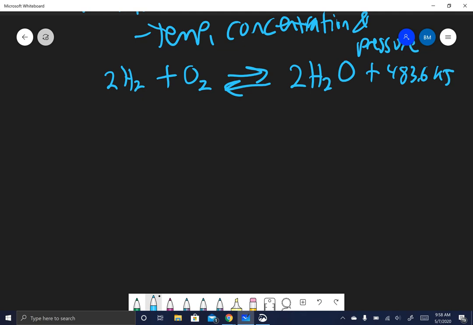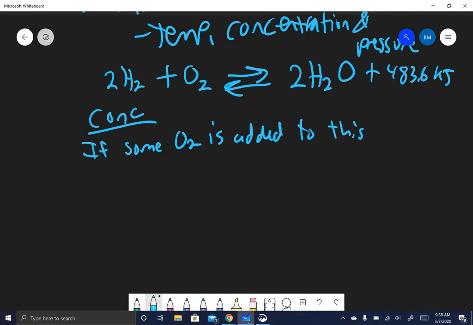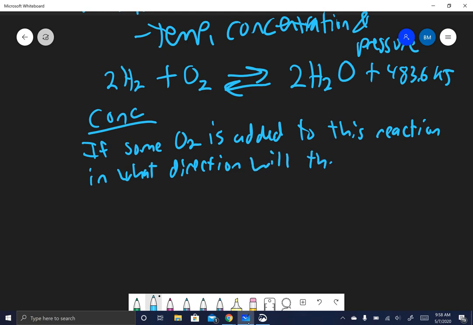So here's the first thing we'll do with concentration. So here's a concentration example. If some O2 is added to this reaction, in what direction will the equilibrium shift?